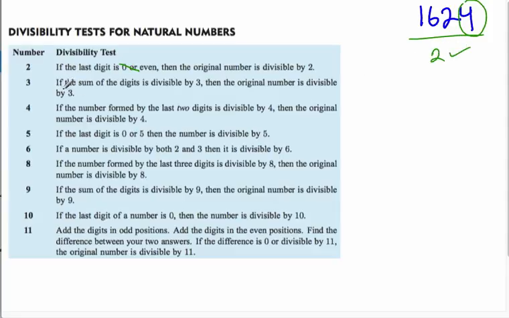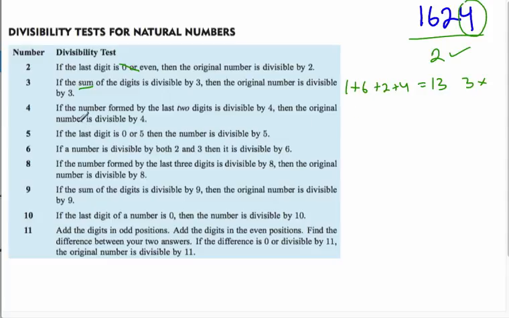So 3, to find out if the number is divisible by 3, we add up all the digits and see if that's divisible by 3. So if I add up 1 plus 6 plus 2 plus 4, I'll get 13. Okay, so it's not divisible by 3.